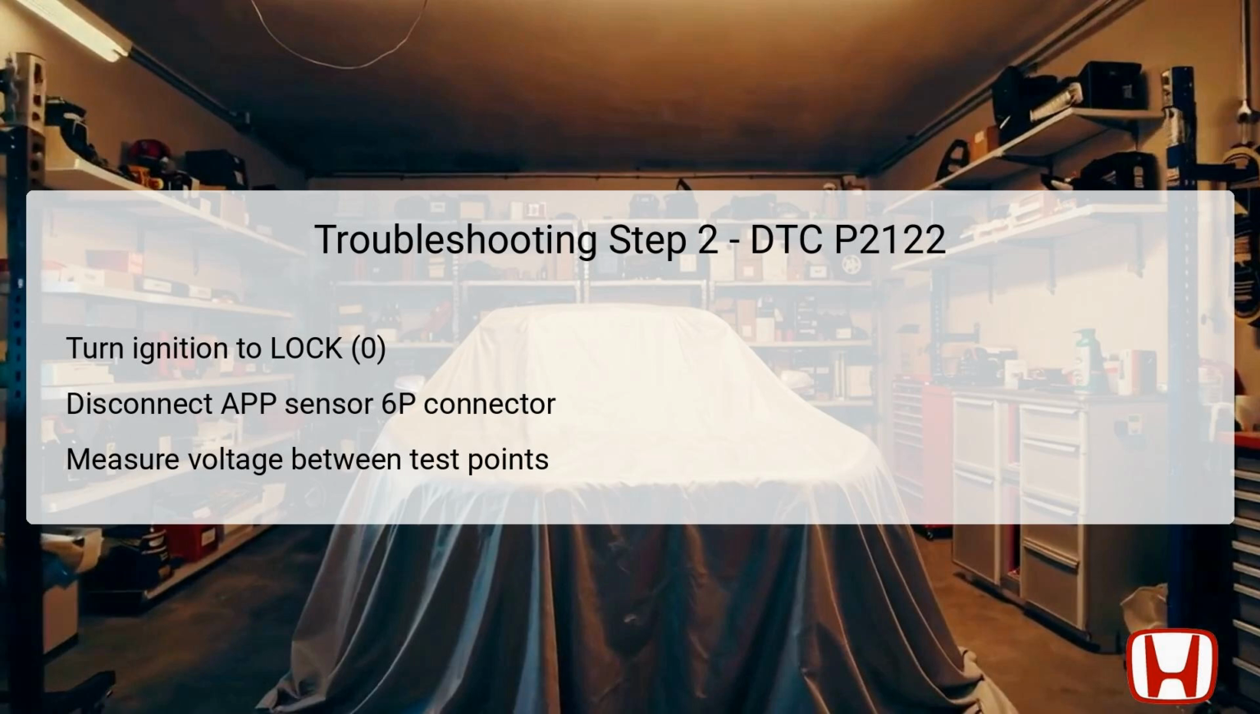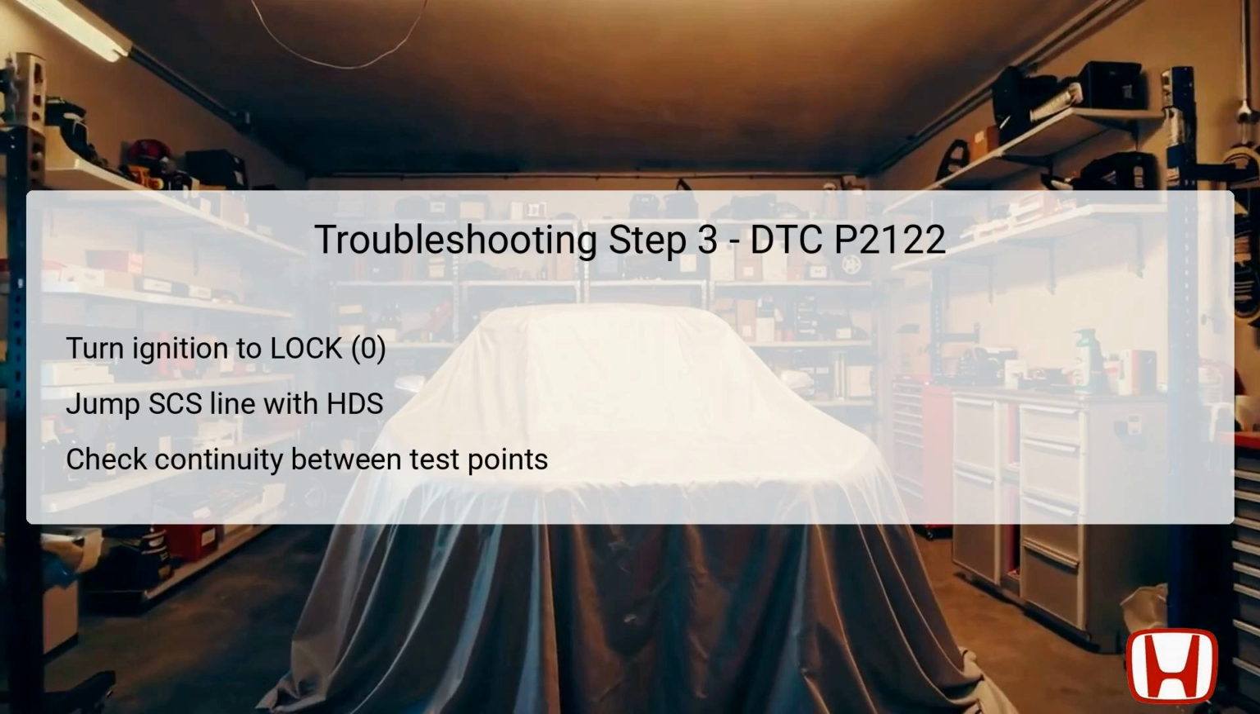If the measurement indicates about 5.0 volts, proceed to the next troubleshooting step, which involves a check of the wiring, primarily focusing on the APS1 line. However, if the voltage is not as expected, it necessitates further investigation into wiring integrity and connections.